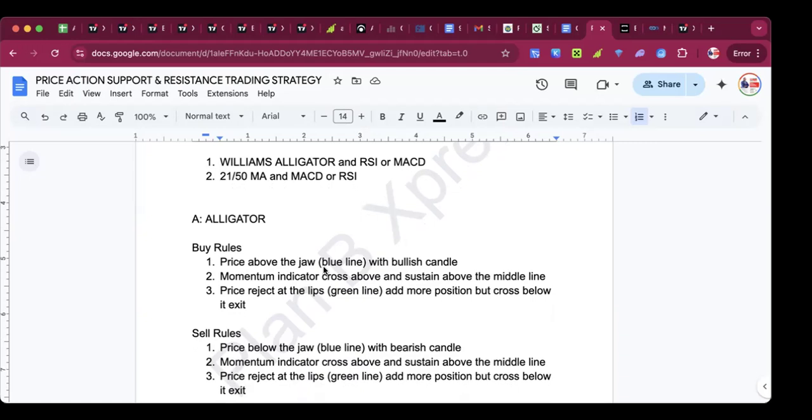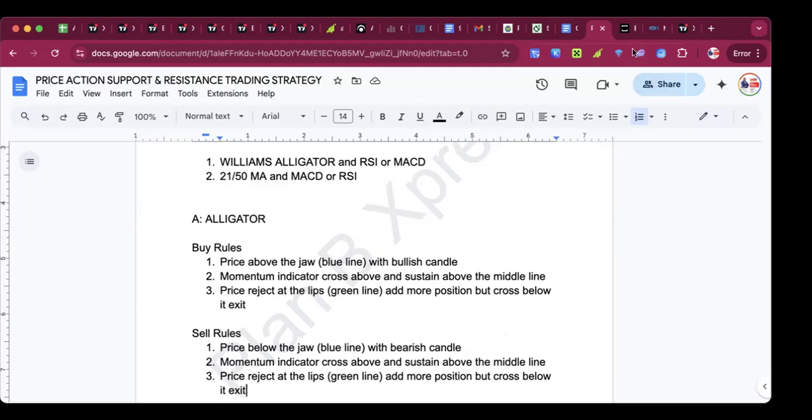So that means the bullish candle is price action. Second, the momentum indicator crosses above and sustains above the middle line. Sometimes it can be just a cross of the normal signal line if you're using MACD, or above the zero line, or above the 50 moving average of RSI. Third, price rejects at the lips, the green line, so add more position. That means if you have bought and price returns back to the lips. So we have the teeth, we have the lips, and we have the jaw.